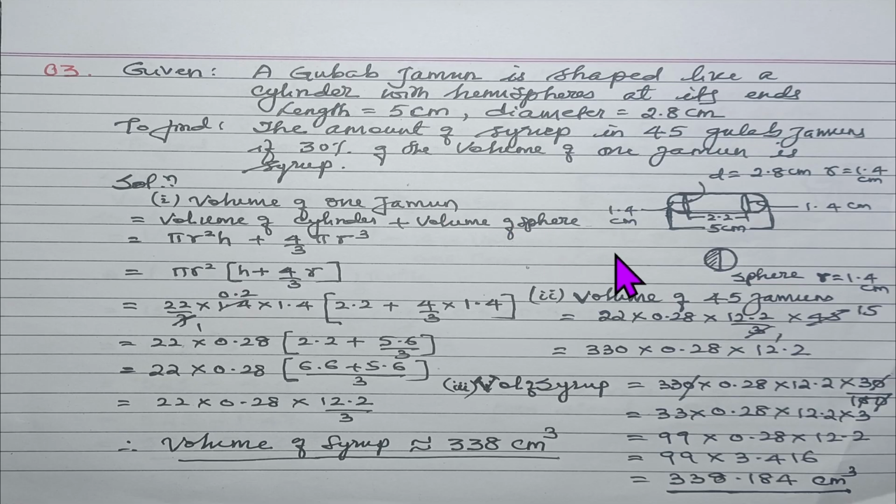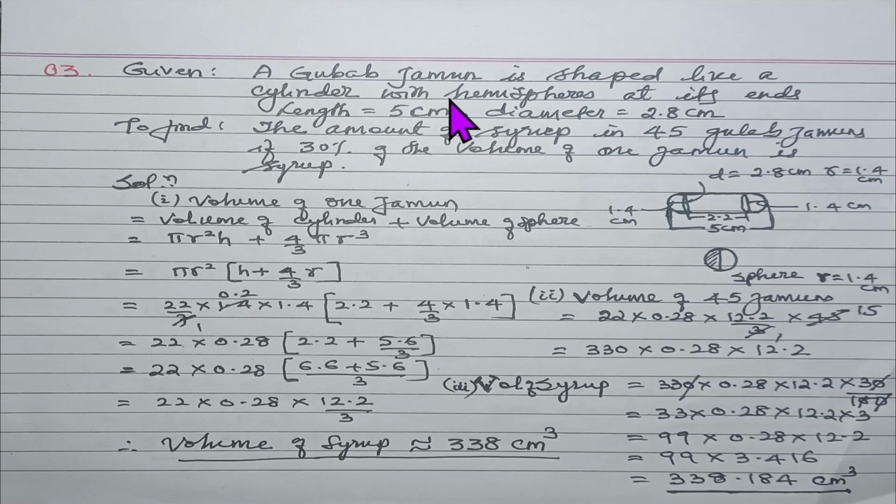In this example, we are given a glass in which there are 45 gulab jamuns, and each jamun is in the form of a cylinder with the ends as hemispheres. So there is a cylinder in the center, a hemisphere on the left-hand side and a hemisphere on the right-hand side. Together, all three solids form one gulab jamun. Now there are 45 gulab jamuns in the glass.